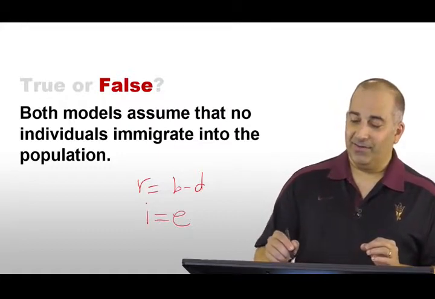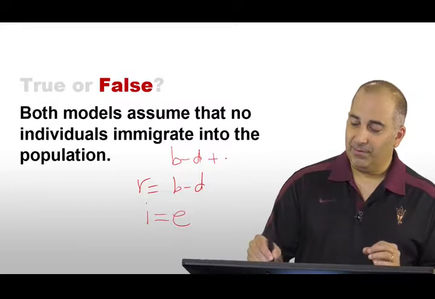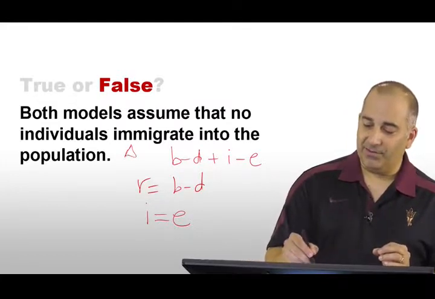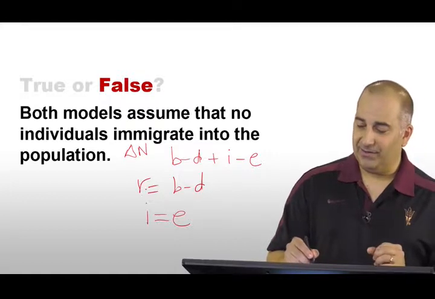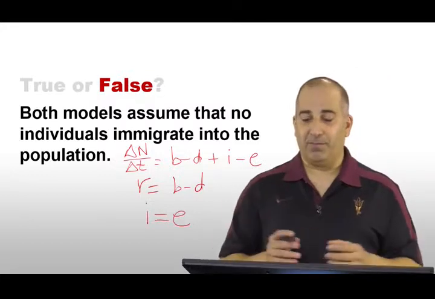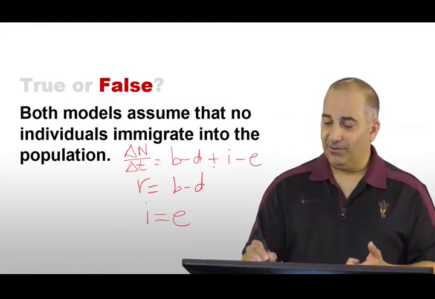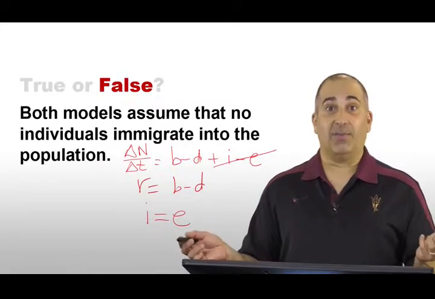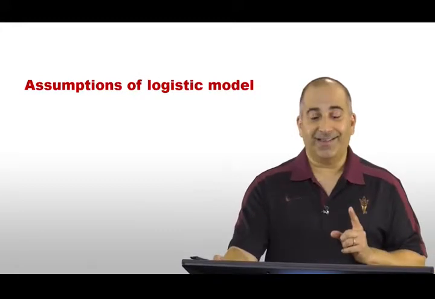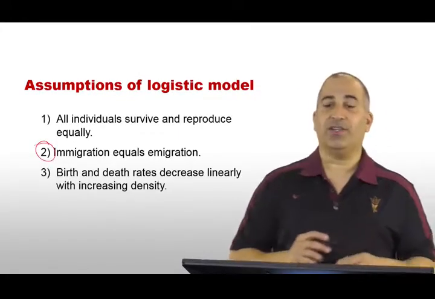In which case, we have births minus deaths plus immigrants minus emigrants, which we said before, remember, is the change in population size over the change in time. That was our very simple model of population growth. But if immigration equals emigration, these two things cancel out, and R becomes births minus deaths. So really what the assumptions are is that immigration equals emigration, which is this one you see listed here.